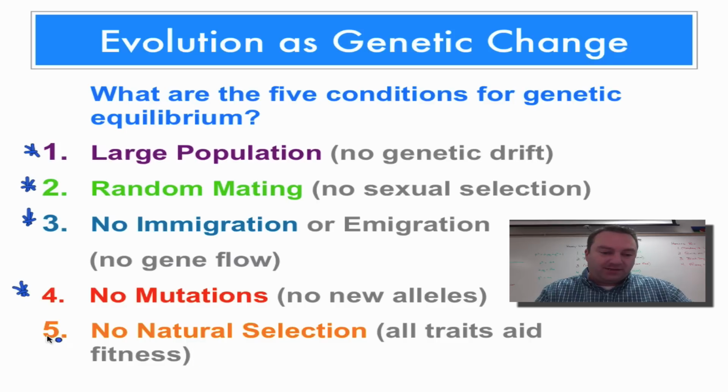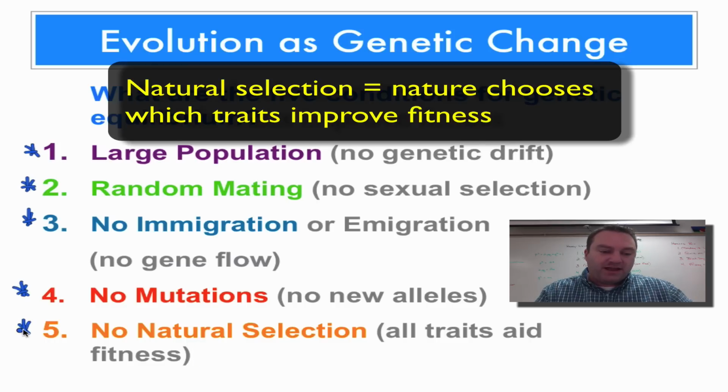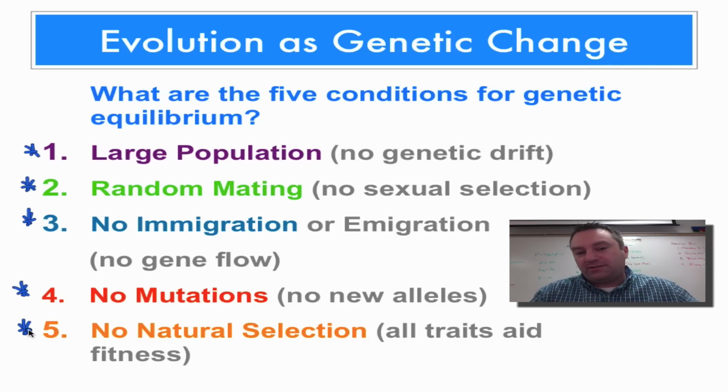And then finally, there's no natural selection. In other words, every single trait has equal fitness. Not one trait is greater than another. And right here is where you can see that this model is never, ever going to happen in nature, but it's a great foundation because if we do have evolution, it's going to be because one or more of these 5 conditions were not met.